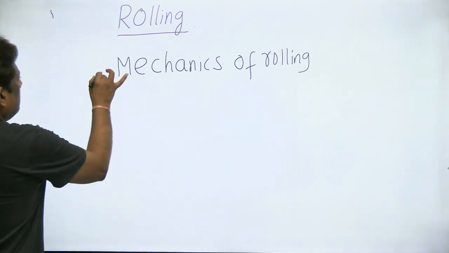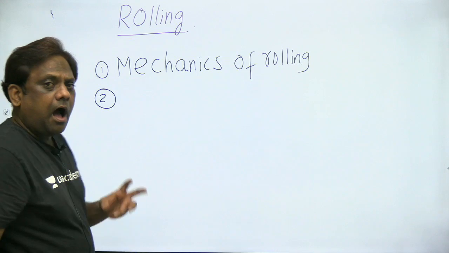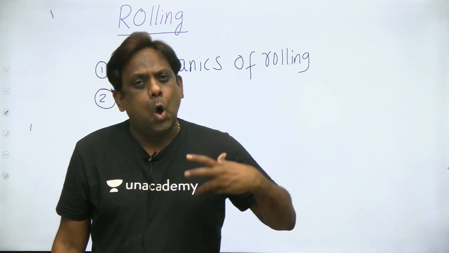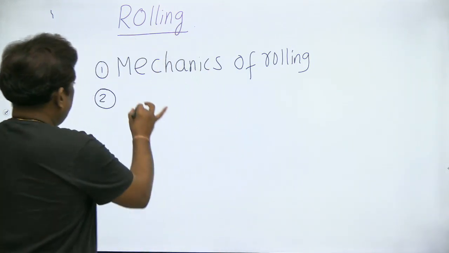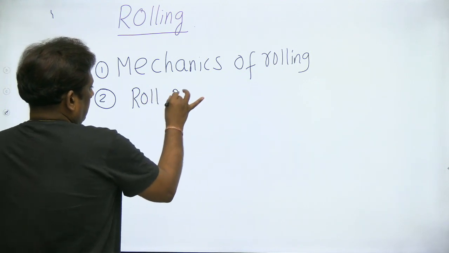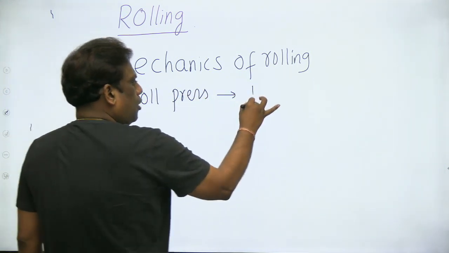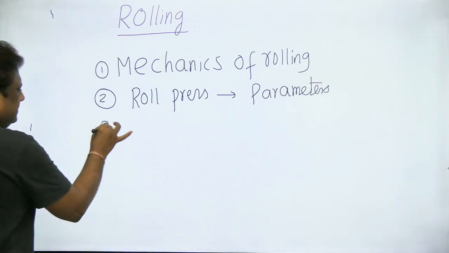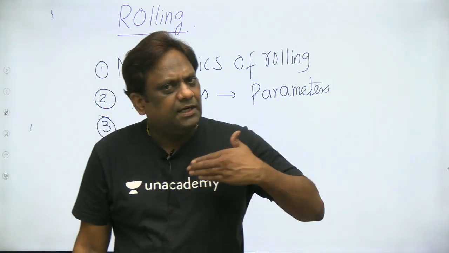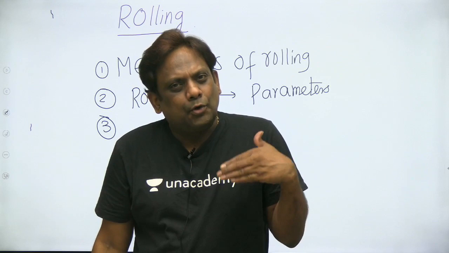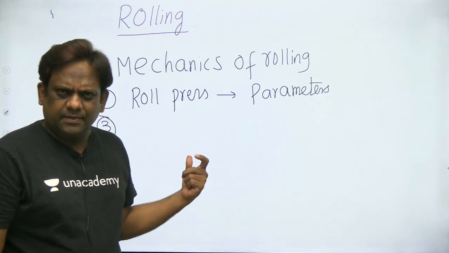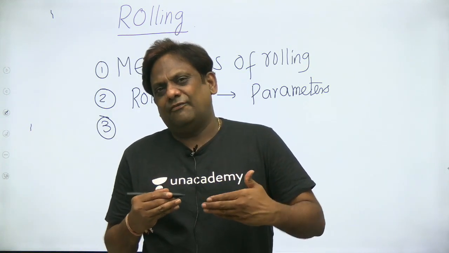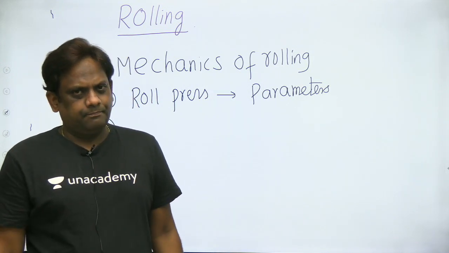Next, we'll see how the pressure is varying. What is the influence of various parameters on roll pressure, that we'll be seeing, and on what parameters it depends. Then, what are the different components that can be produced by using this method? What are the various processes by which we can produce different components using this rolling operation?